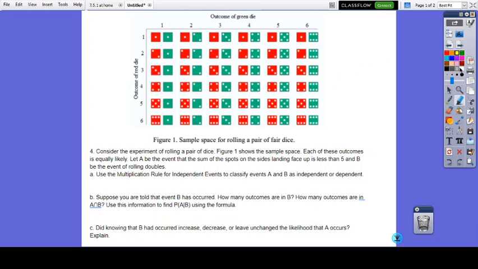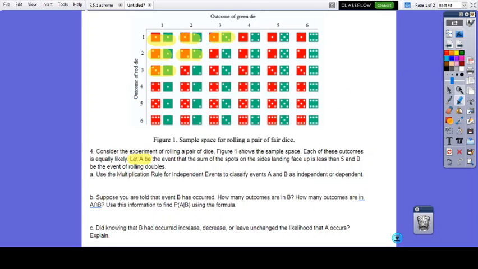So we're going to let event A, and I'm going to try to highlight these, be the event that the sum of the spots on the sides landing face up is less than 5. Okay, so 1 plus 1 is 2. This fits in event A. There's 3, there's 4, less than 5. So that does not count. There's 3, there's 4, and there's 4. So we've got some different ones that add up to less than 5.